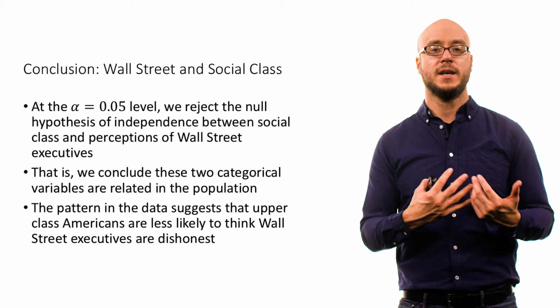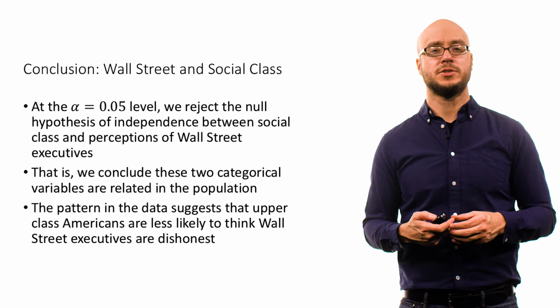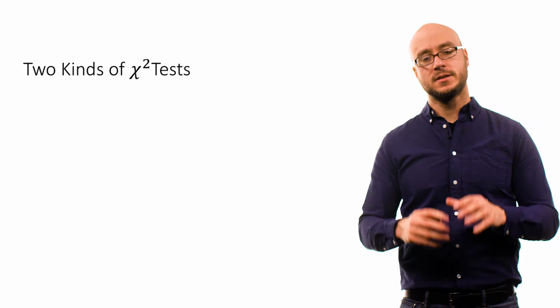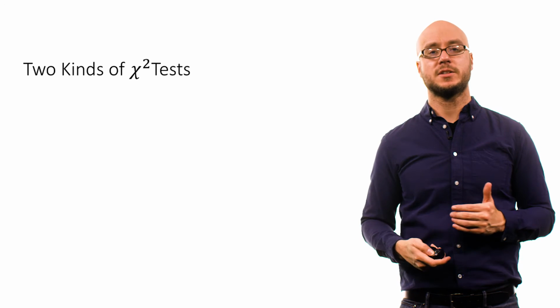Those people who identify as being part of the lower class or middle class are more likely to think that Wall Street executives are dishonest. So at this point, we can conclude and talk about two kinds of chi-square tests.